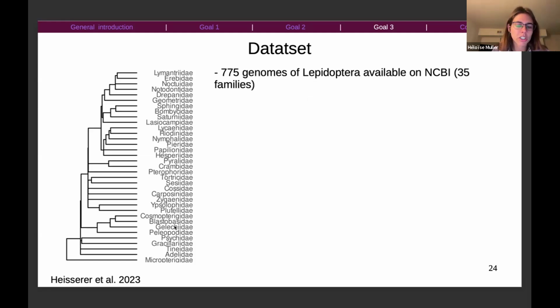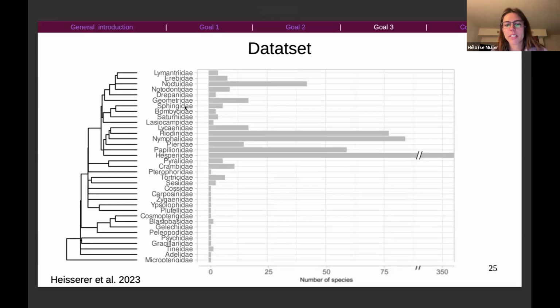So here you can see the phylogenetic tree of those 35 families. And here you can see more precisely how many species were included for each of the families. So you can see it's very biased. For some families, we have only one species, whereas for the Hesperiidae family, we had more than 300 species.